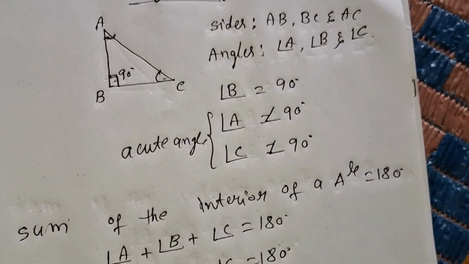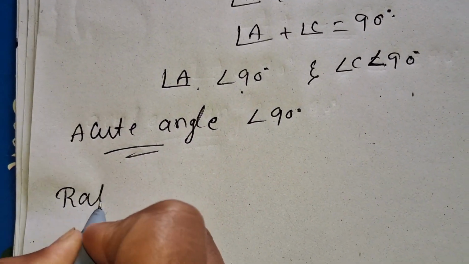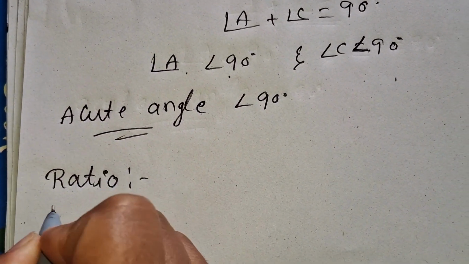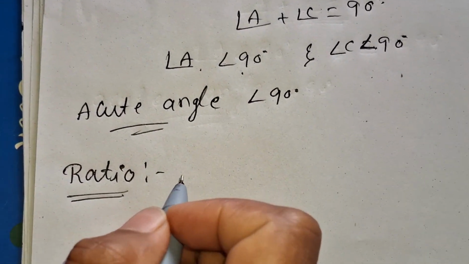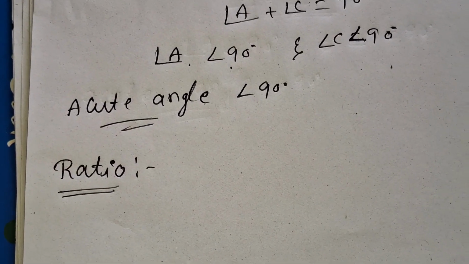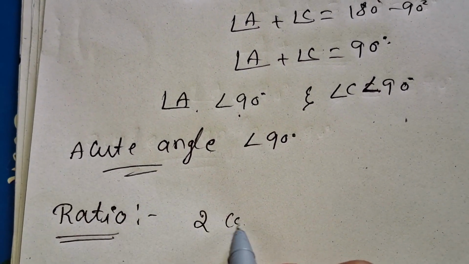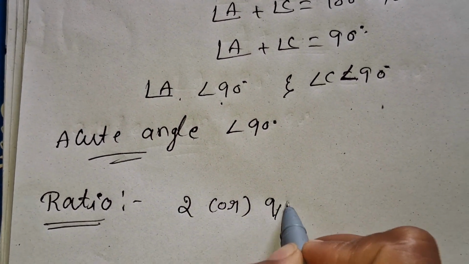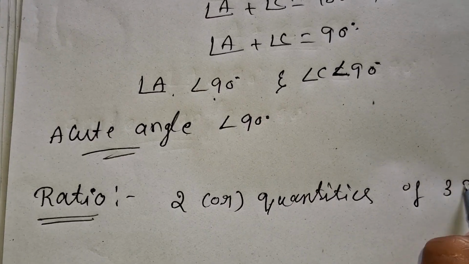Next, what is a ratio, or what are trigonometry ratios? A ratio is a way to compare two or more quantities. A triangle has how many sides? Three sides. So a ratio compares two or more quantities of the three sides.